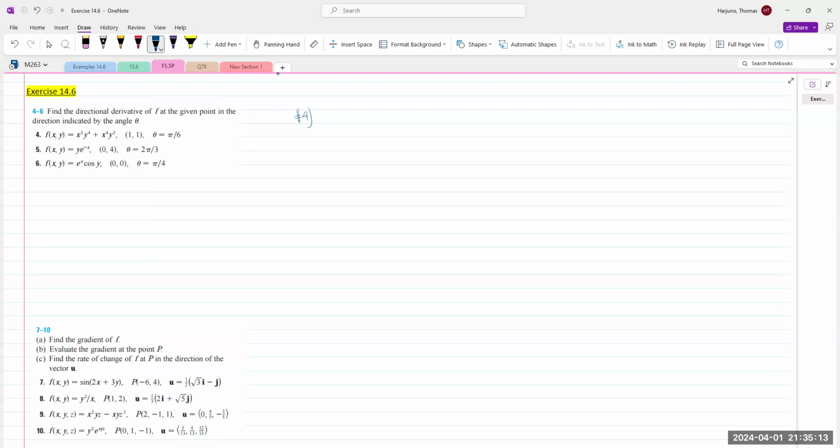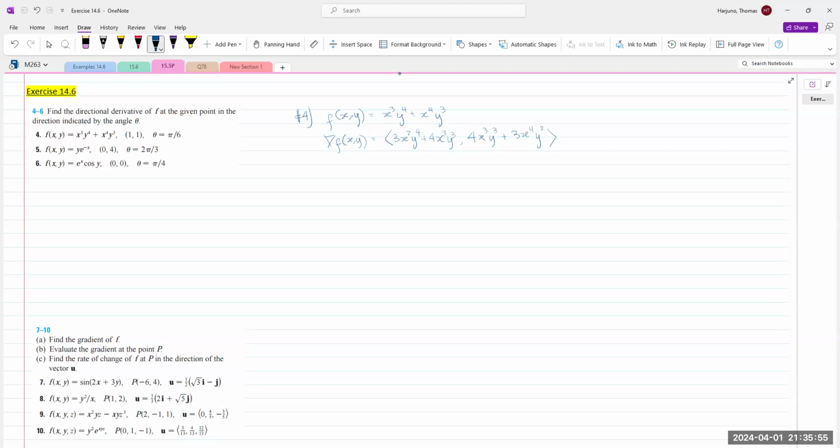Let's see first. We have this function f(x,y) equals x cubed y to the 4th plus x to the 4th y cubed. The gradient of f will be 3x squared y to the 4th plus 4x cubed y cubed, comma 4x cubed y cubed plus 3x to the 4th y squared. I think that's easy. Okay, and then at 1, 1.